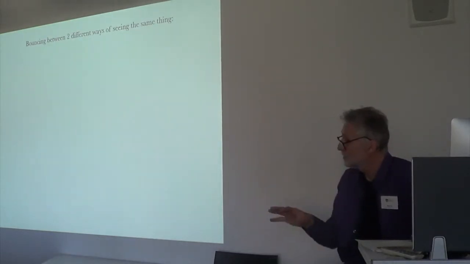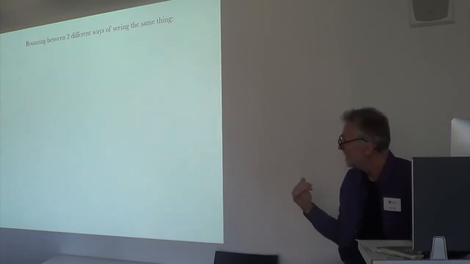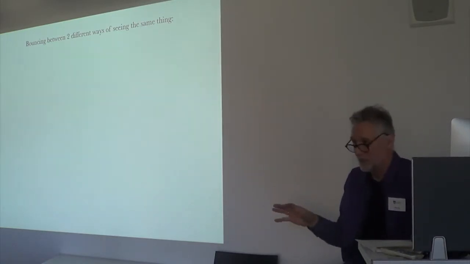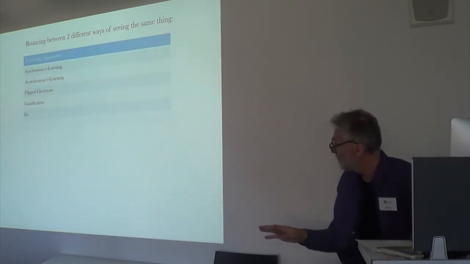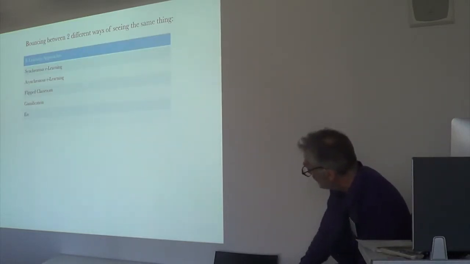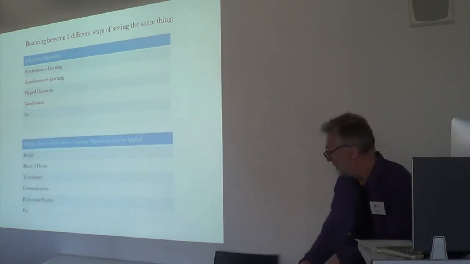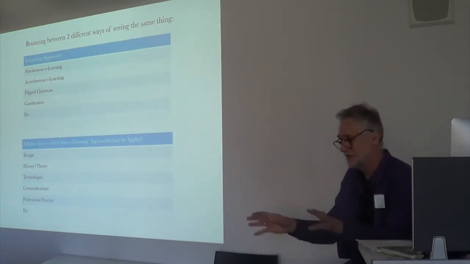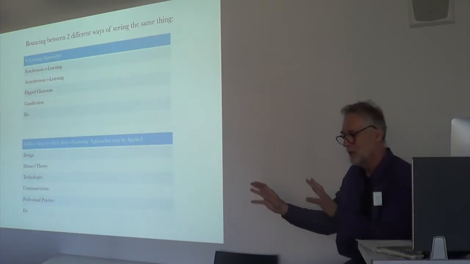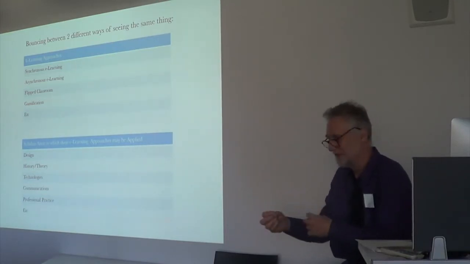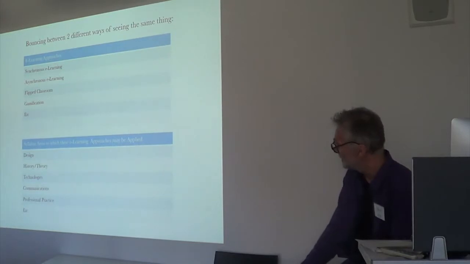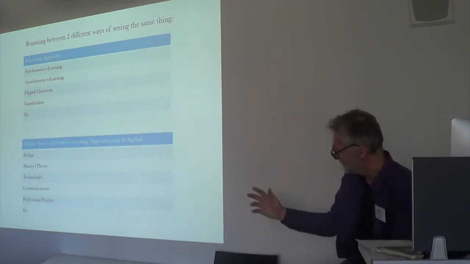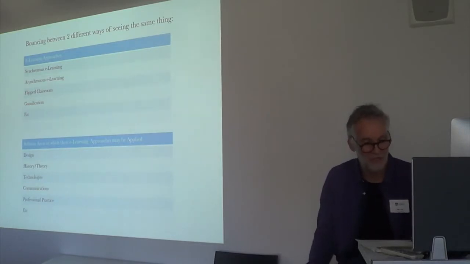Now, when I thought about it later, it seemed that we were bouncing between two different ways of seeing exactly the same thing. One was different e-learning approaches: synchronous e-learning, asynchronous e-learning, flipped classrooms, gamification, whatever; and the syllabus areas which these e-learning approaches could be applied to: design, history, theory, technology, communications, professional practice, whatever. And it's like we bounce between them. I don't think when we actually discuss it, it's going to be possible to tease those apart. So when we're discussing synchronous e-learning in the next session, obviously the discipline-specific stuff will creep in.